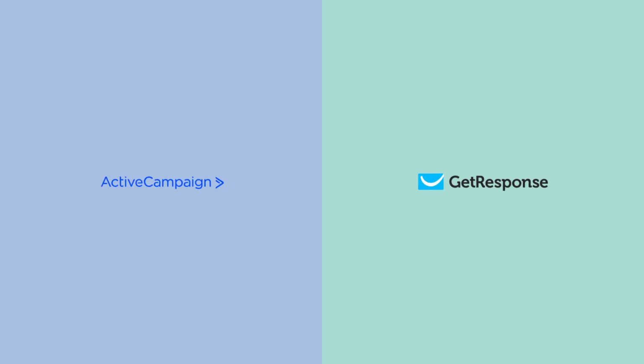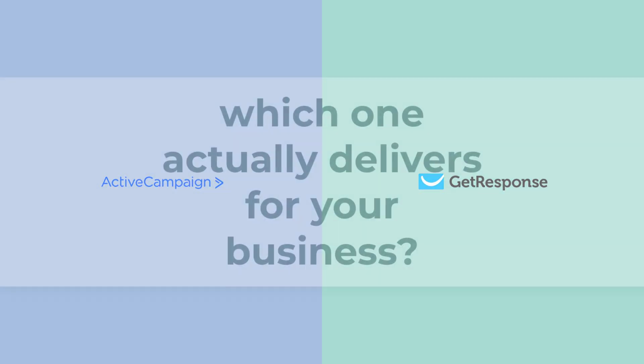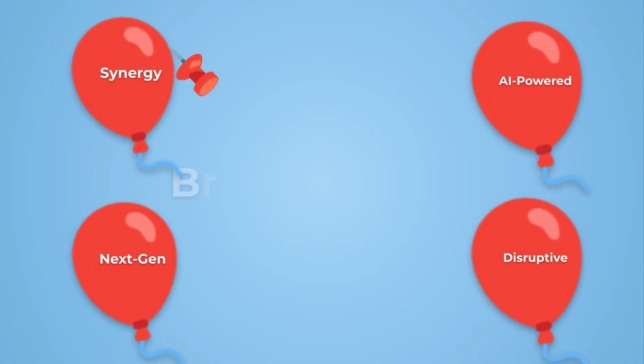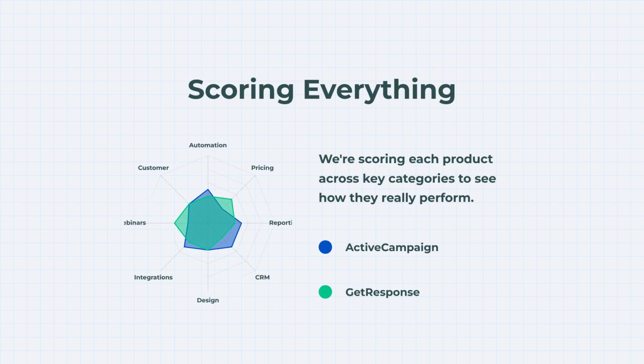ActiveCampaign versus GetResponse. Two giants in email marketing platforms, but which one actually delivers for your business? On the left, ActiveCampaign, the automation powerhouse for growing teams. And on the right, GetResponse, the beginner-friendly all-in-one marketing platform. Let's skip the buzzwords and dive into what really matters. Each key category earns points, so you'll see exactly which platform comes out ahead. The winner might surprise you in 2025.